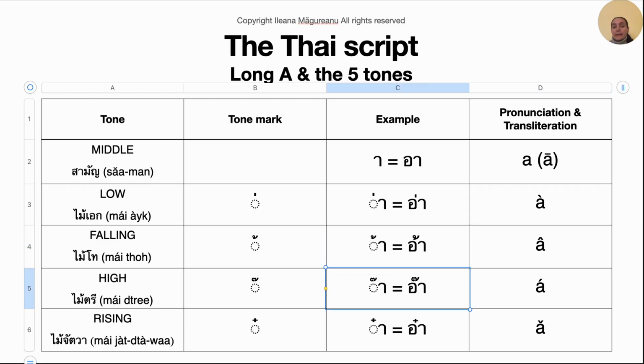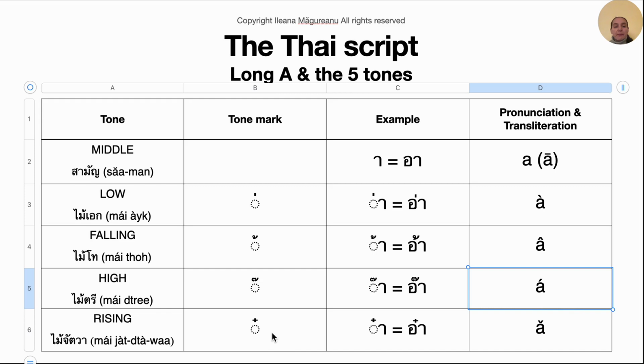The next tone is the high tone, and the name says it. You just need to make sure your voice has a very high pitch, but you start at a mid level and then go up. It's like when you act surprised, or when you ask a question, what? The transliterated version helps you understand how to pronounce it.